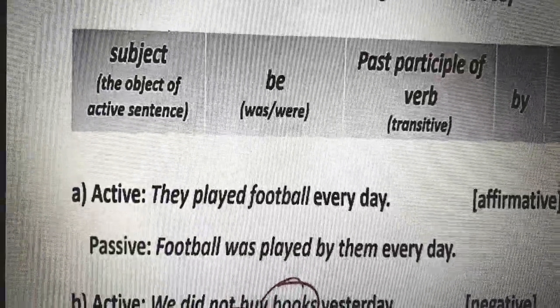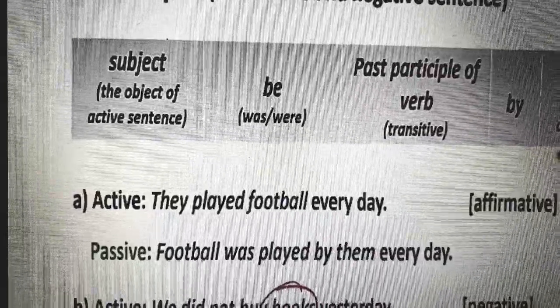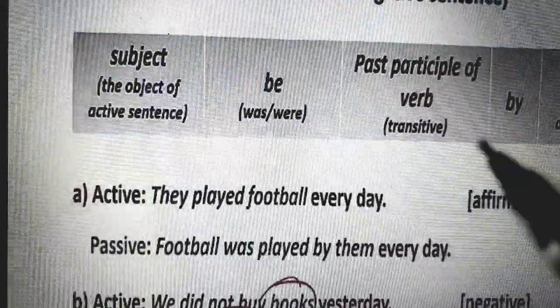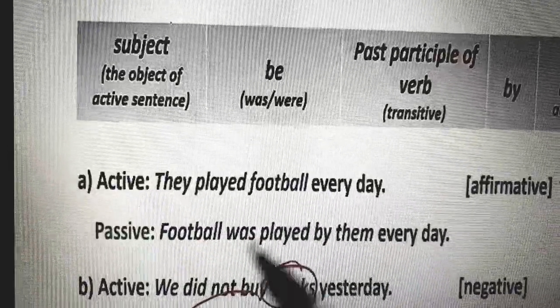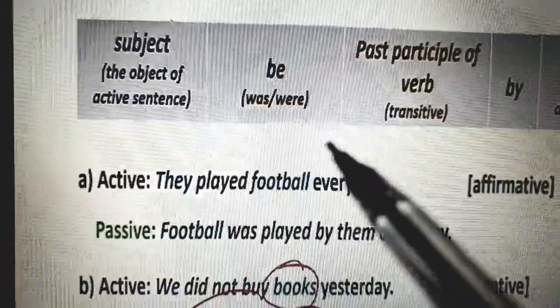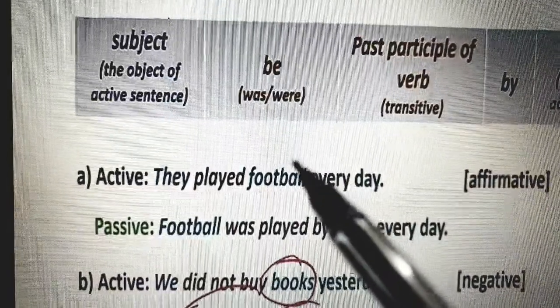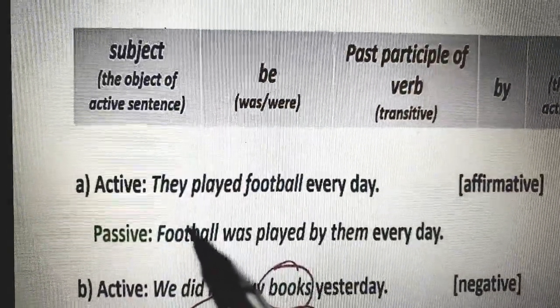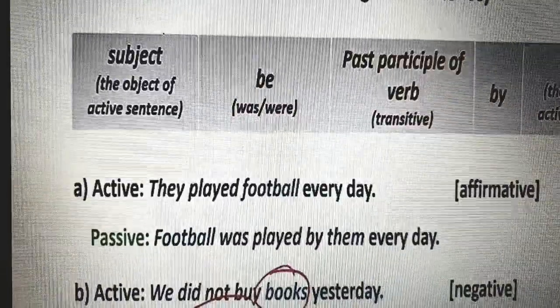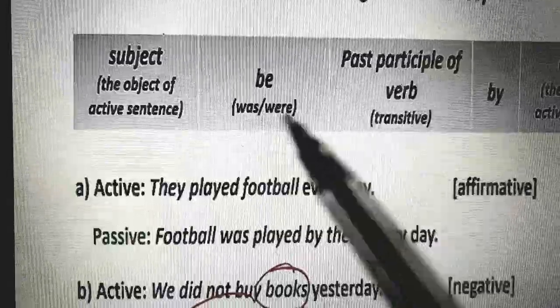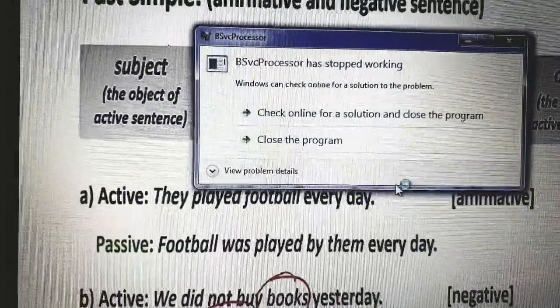When we want to transfer an affirmative sentence from active to passive, we start with the object of the active sentence. We take the object from the active sentence and it becomes the subject, which we start with in the passive sentence. Then we take the appropriate verb to be, since football is singular.